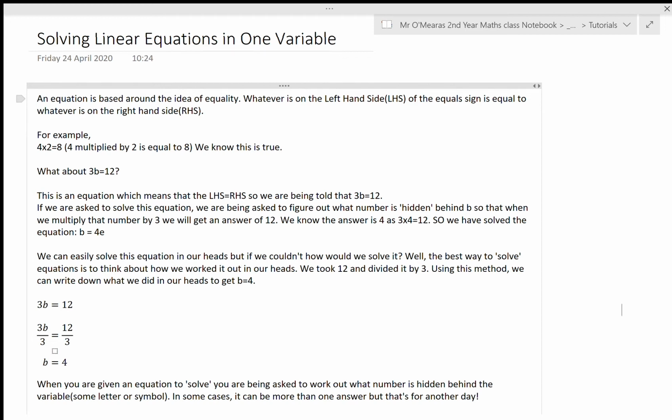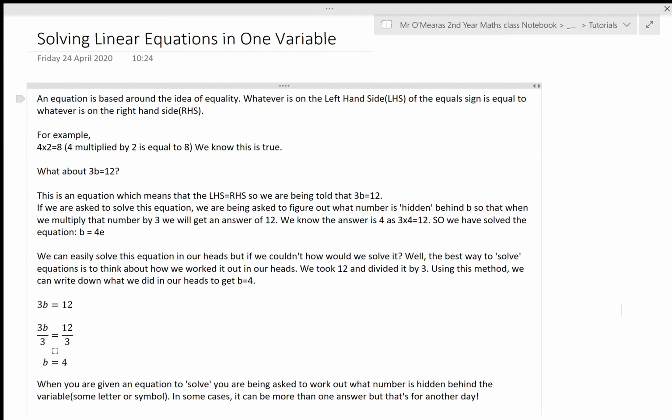An equation, the idea of an equation, we sometimes take it for granted that people understand what it is. An equation is based around the idea of equality. When you have an equal sign, it's jumping up and down and saying, listen, this sign means something. It's really important in maths. Whatever is on the left hand side of the equal sign is equal to whatever is on the right hand side. It's a huge thing. So for example, 4 multiplied by 2 equals 8.